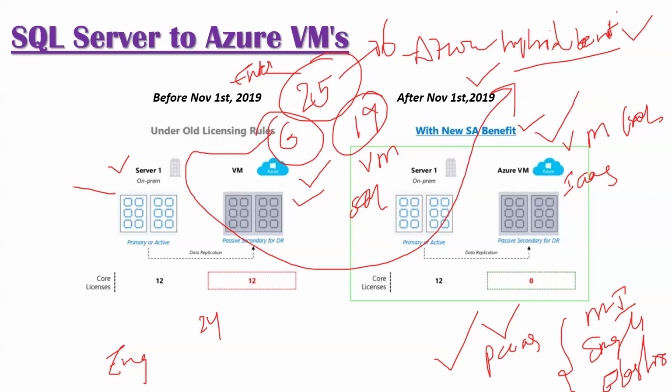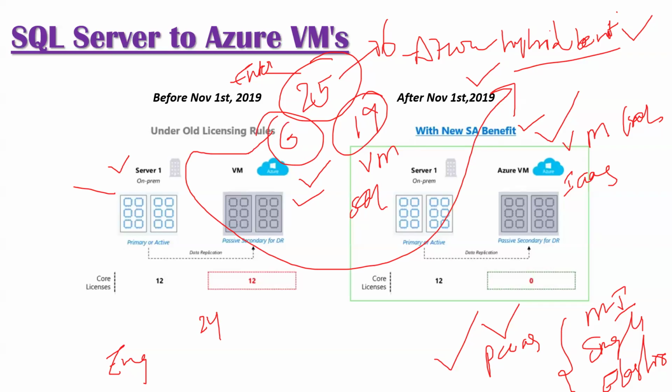For example, we purchased a license before November 1st, 2019, but we haven't activated the key. If we activate it after November, will it qualify for this new SA benefit? Yes, ma'am. It's the time of activating the software assurance, right? You already purchased the license key before.